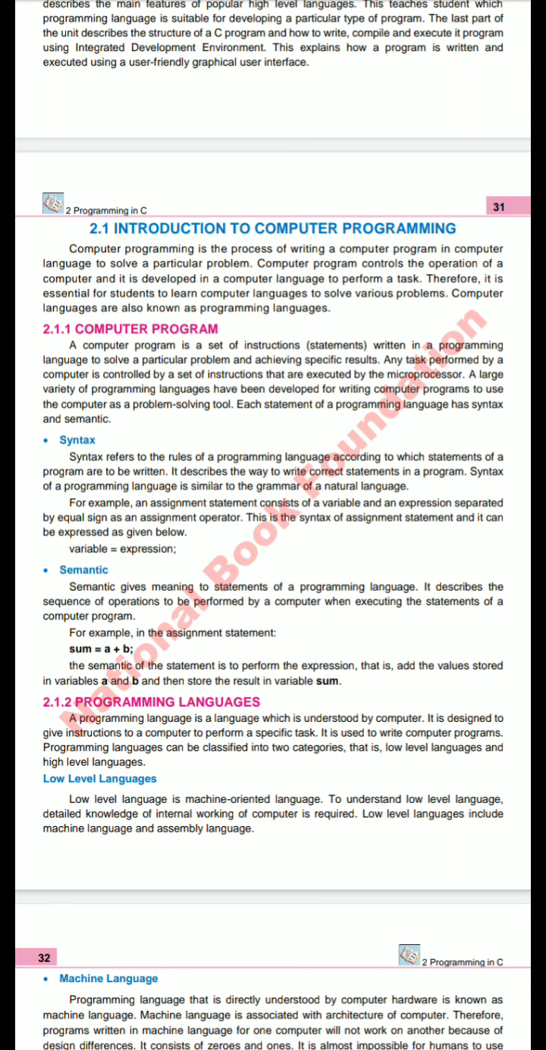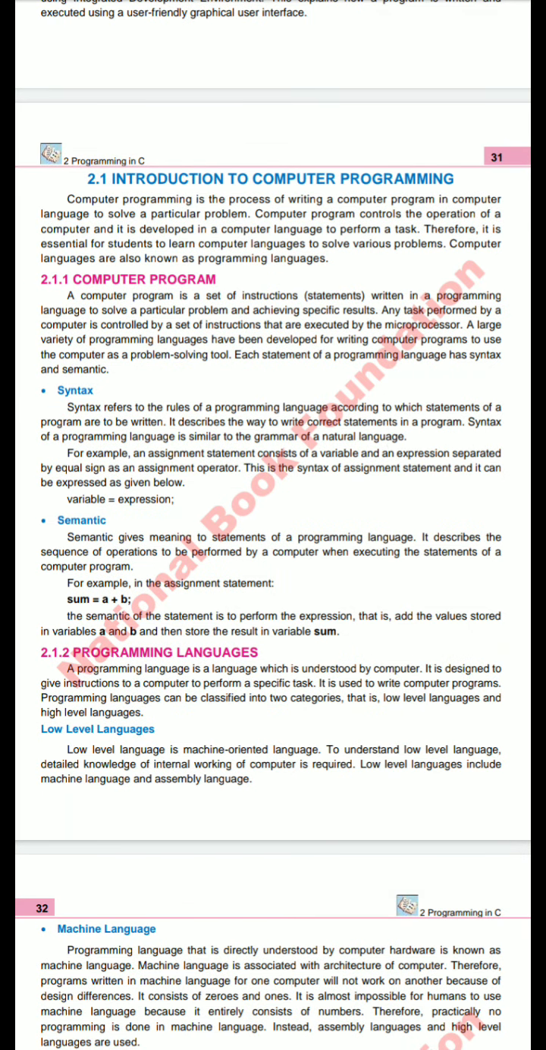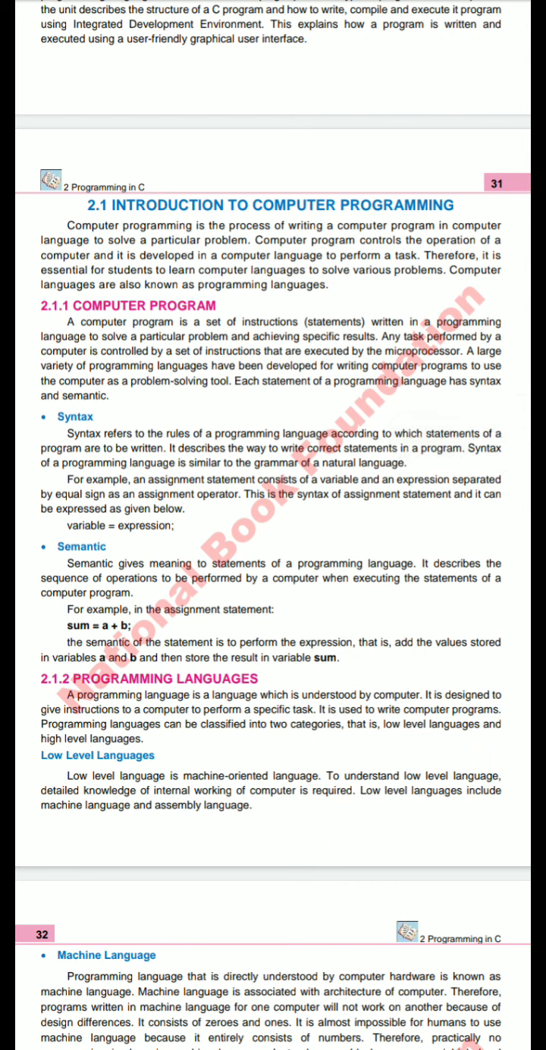For example, an assignment statement consists of a variable and an expression separated by the equal sign as the assignment operator. This is the syntax of an assignment statement and it can be expressed as: variable is equal to expression. Whenever we assign something, we use the assignment operator, that is equal to. Dear student, the operators used in the C programming language, or in high level languages, we will discuss later in the next chapter.